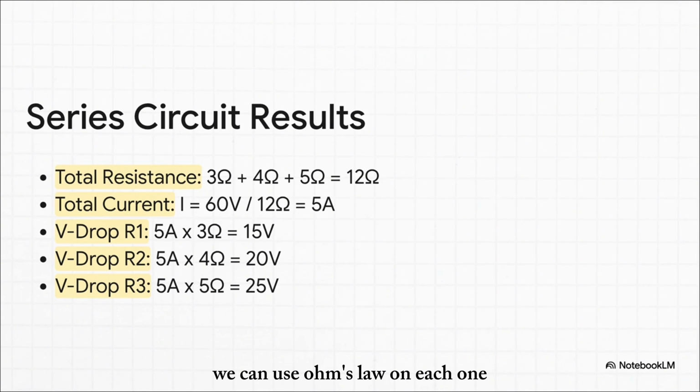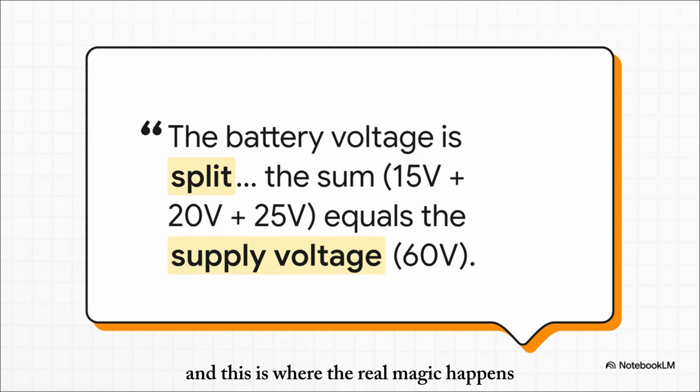So now we can use Ohm's law on each one to see how much voltage it uses up. And this is where the real magic happens. Notice anything? If you take those individual voltage drops, 15 volts, 20 volts, and 25 volts, and add them up, you get 60 volts. Exactly what we started with. The battery's voltage is perfectly shared among all the parts. This is actually a perfect illustration of another big rule called Kirchhoff's voltage law.